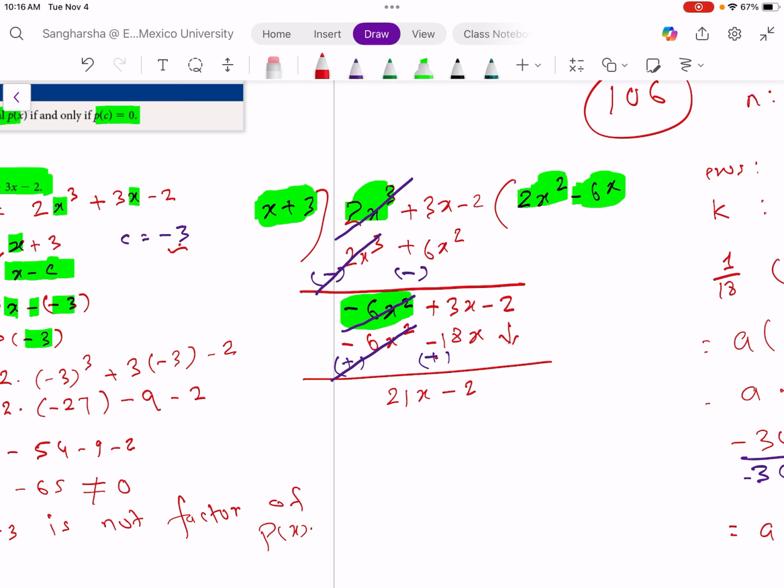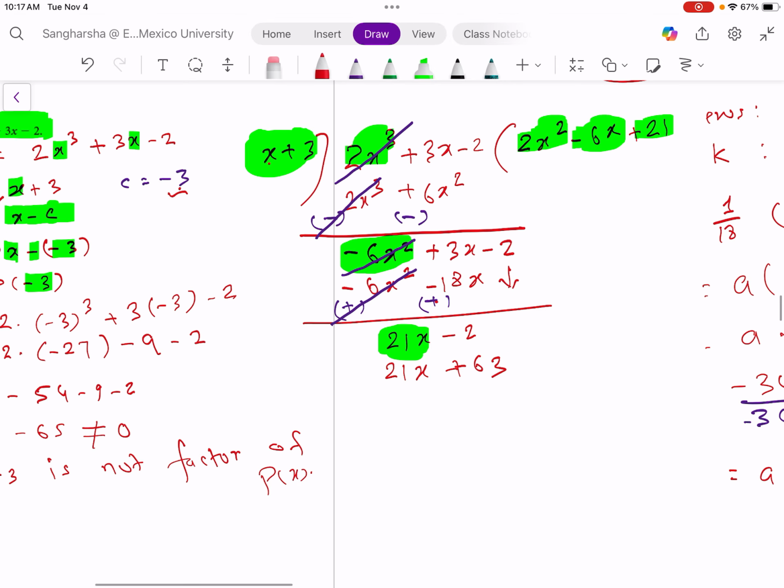Now we repeat the same process. You take the first term, 21x, and divide by x. 21x divided by x is positive 21, right? Now we multiply each term of the divisor and this positive 21. So positive 21 times x is positive 21x. Positive 21 times 3 is positive 63. Do not forget to flip the sign.